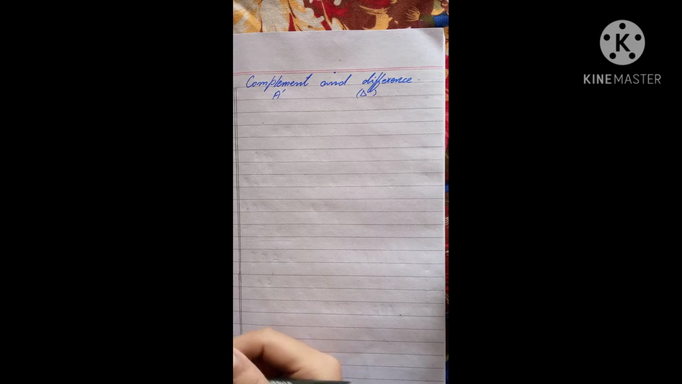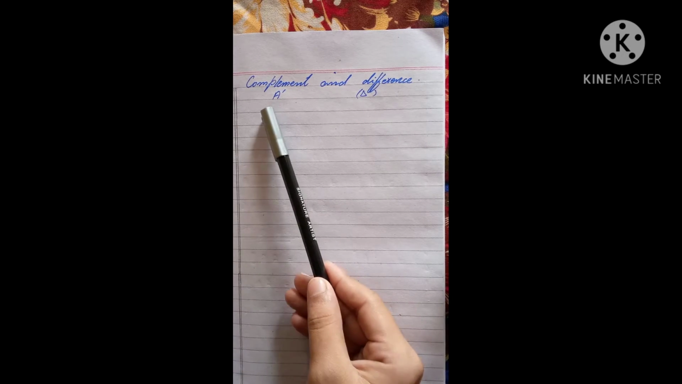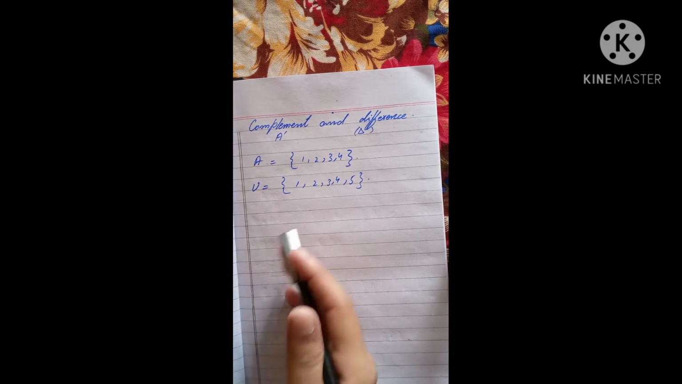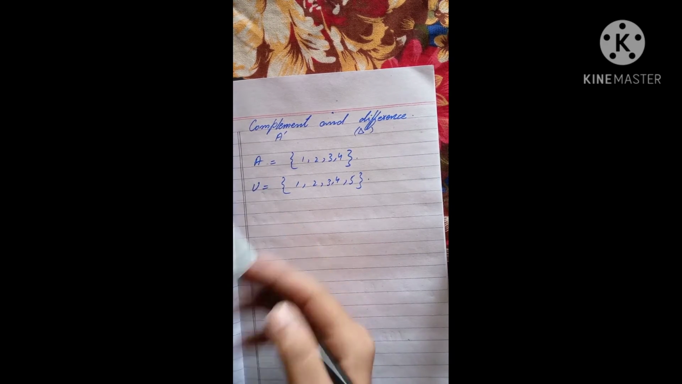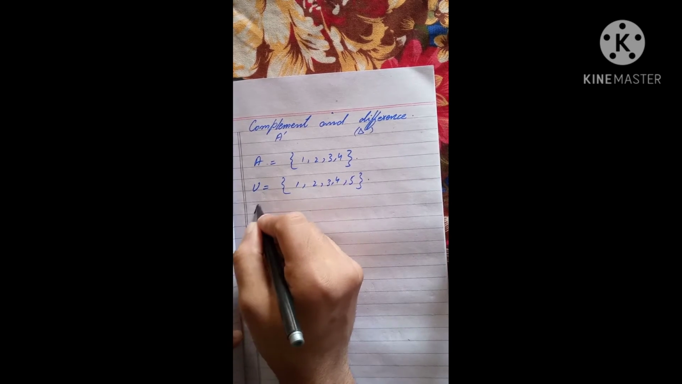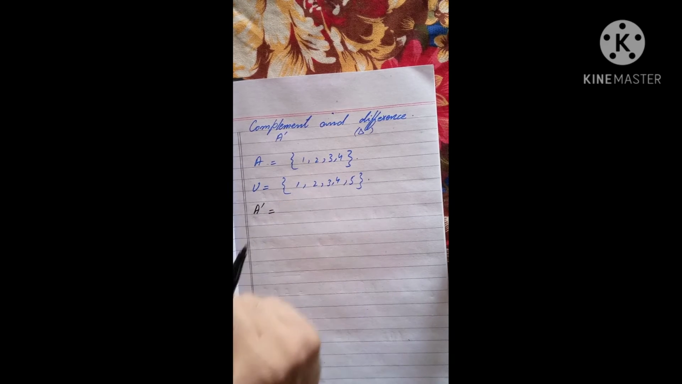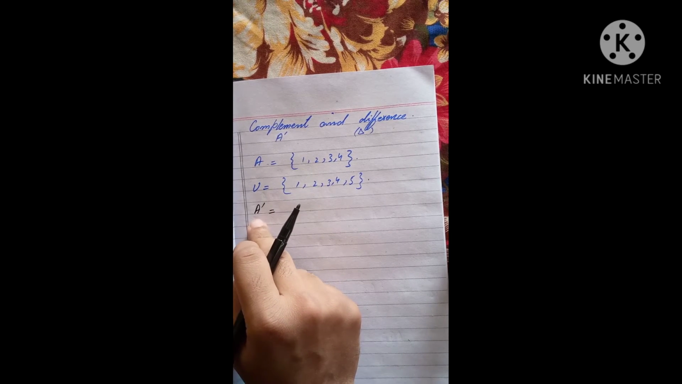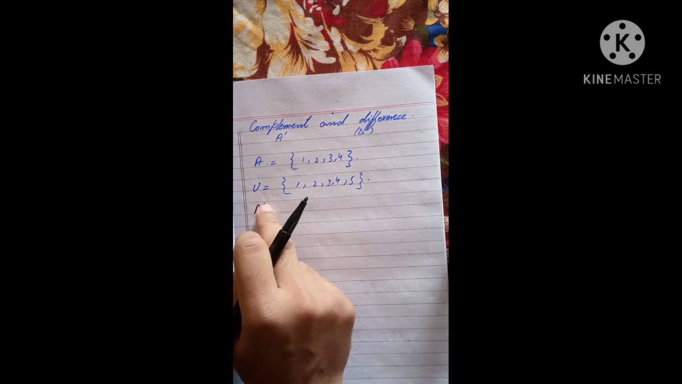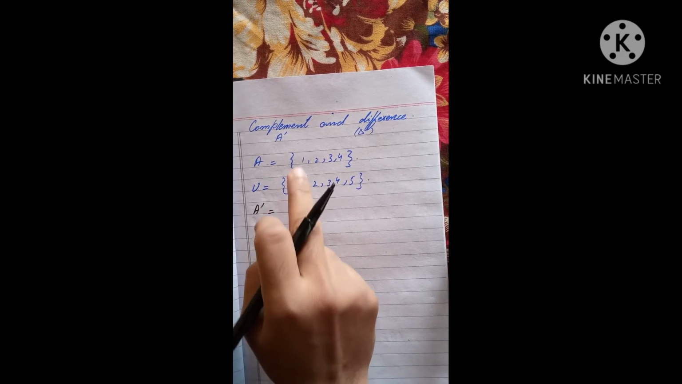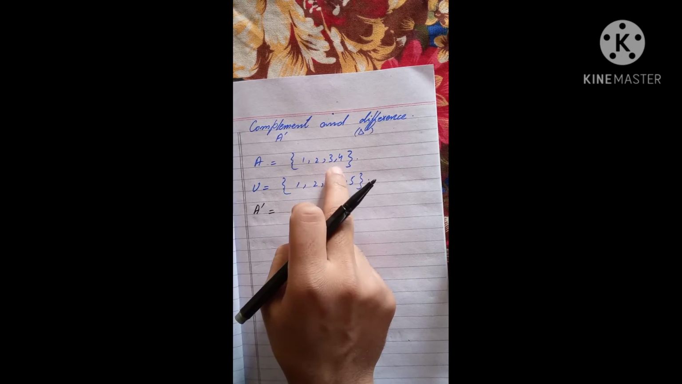Today in this video we are going to talk about complement and the definition of set. Basically, what is a complement? If we have to find a complement of set A, the complement of set A contains all the elements except the elements of A. A complement contains all the elements of the universal set except the elements which are present in the set A.